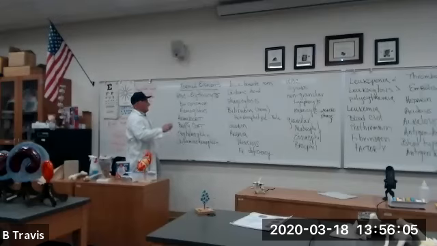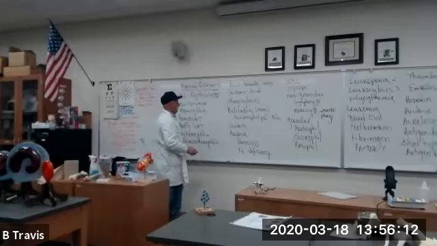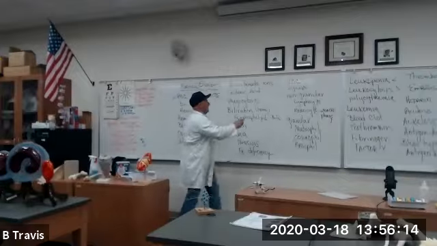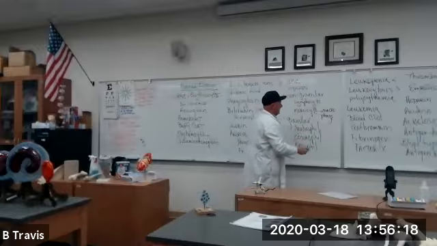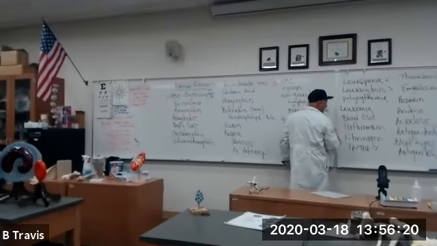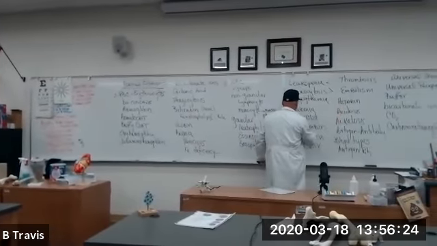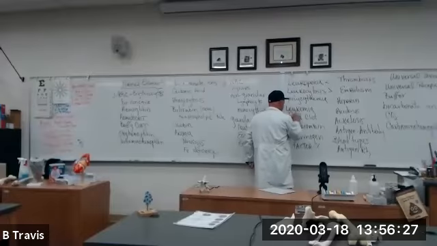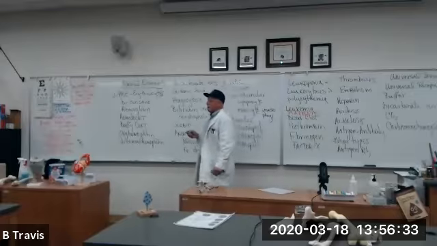In formed elements, there are 3 types of cells: red blood cells, white blood cells, and platelets. Written right here. Which are properly called thrombocytes.